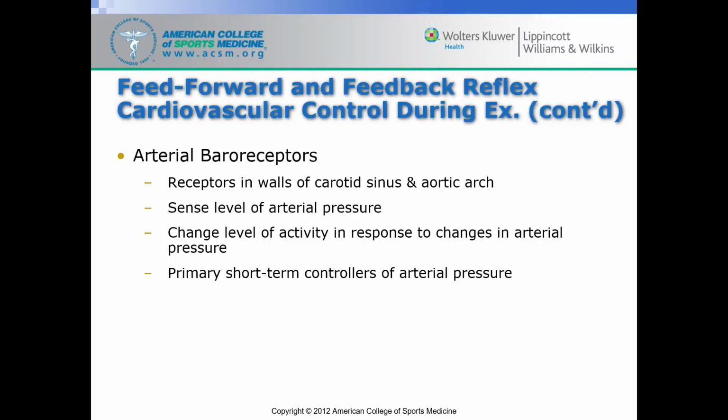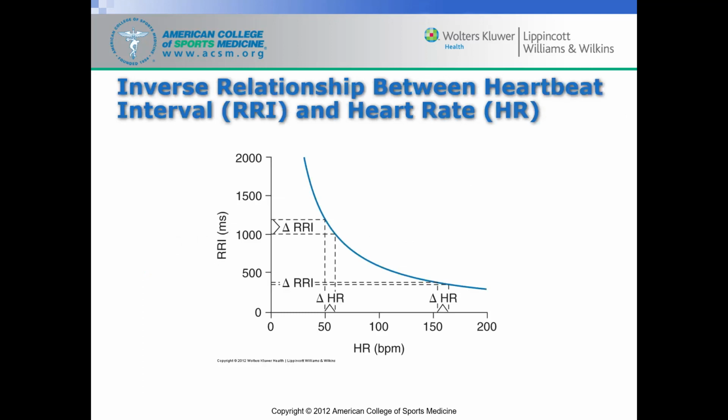So basically, sending more blood to the heart causes an increase in heart rate because of the localized baroreceptors, and sending less blood to the heart causes a decrease in heart rate, again because of the local baroreceptors. There's an inverse relationship between the heartbeat interval and the heart rate. This should come as no surprise, because if you look at a QRS complex or the drawing of an ECG, you'd see that those QRS complexes are closer together with a higher heart rate and farther apart with a lower heart rate.